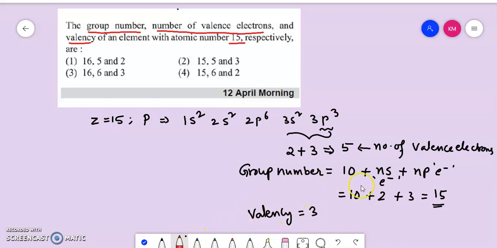So if you observe, the group number is 15, the number of valence electrons is 5, and the valency is 3. So option 2 is the correct answer for this question. Hope you understand, children. It is a simple and basic question itself. Let's move on to the next question.